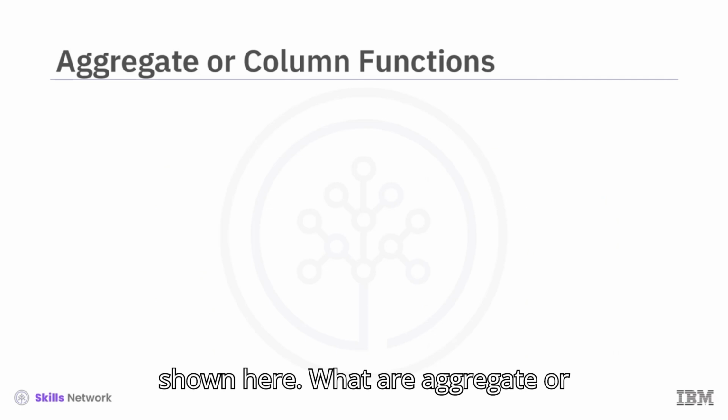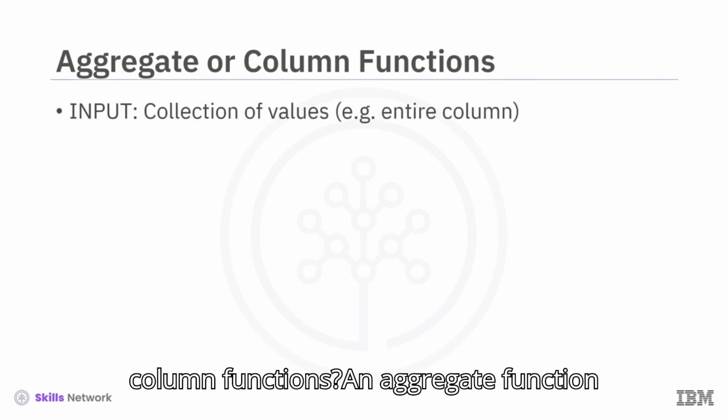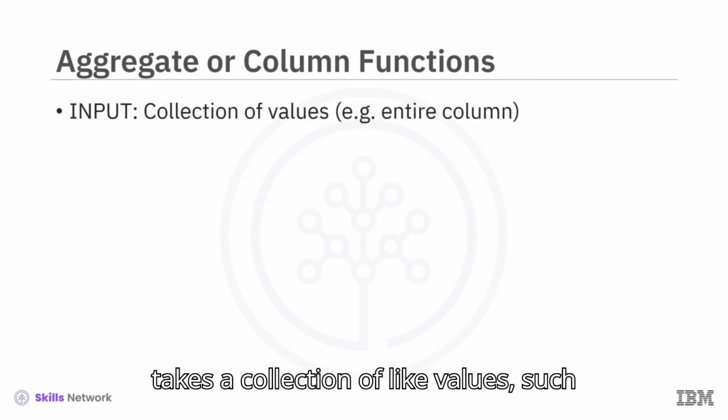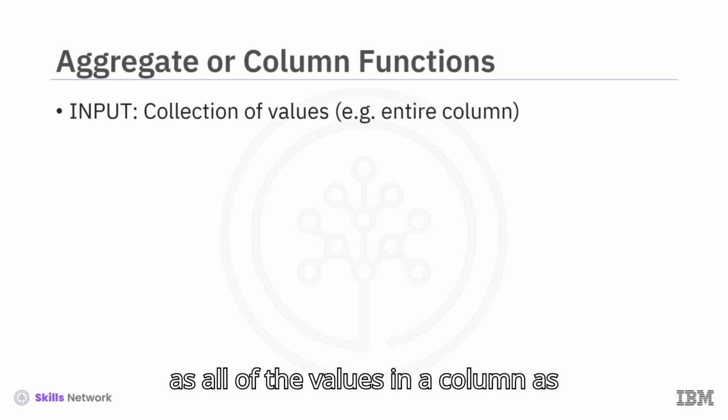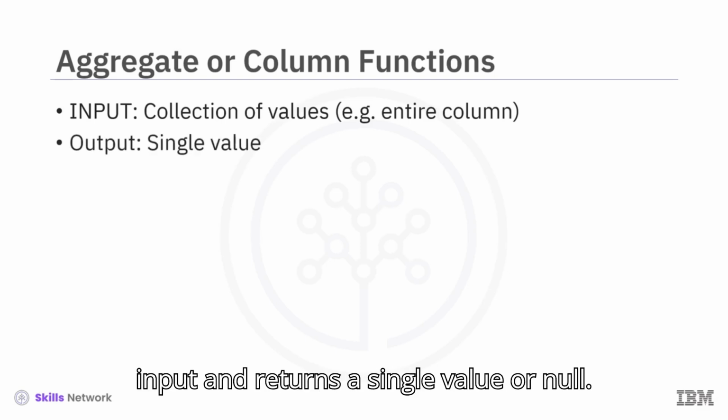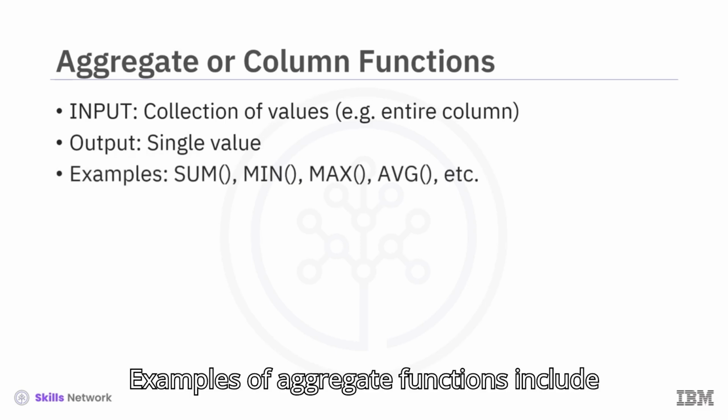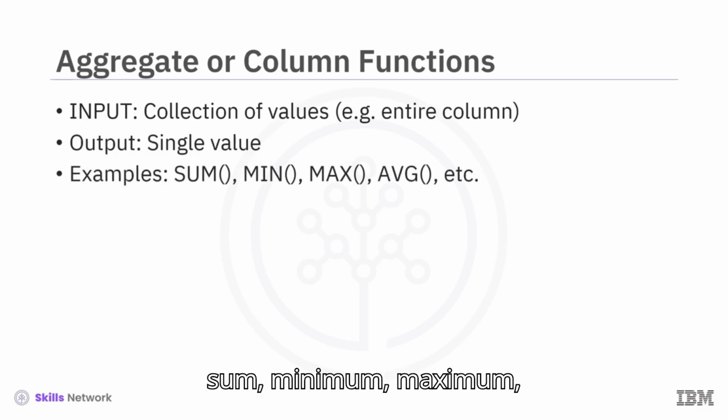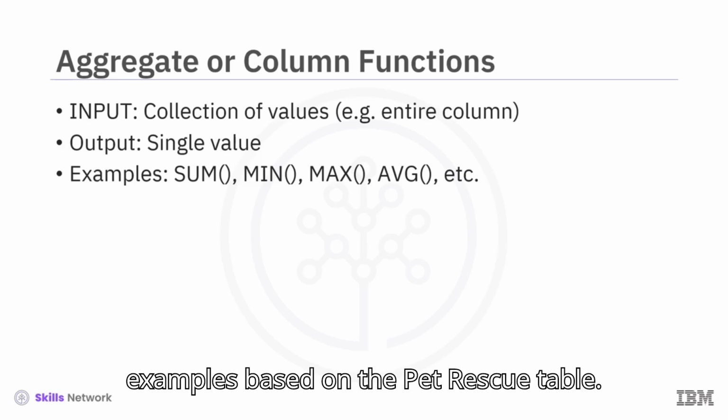What are aggregate or column functions? An aggregate function takes a collection of like values, such as all of the values in a column, as input and returns a single value, or null. Examples of aggregate functions include sum, minimum, maximum, average, etc. Let's look at some examples based on the pet rescue table.